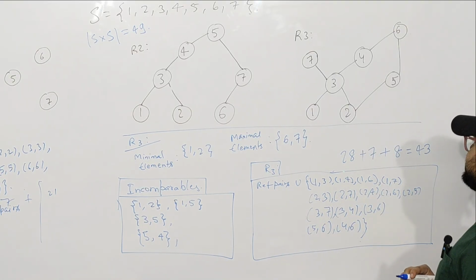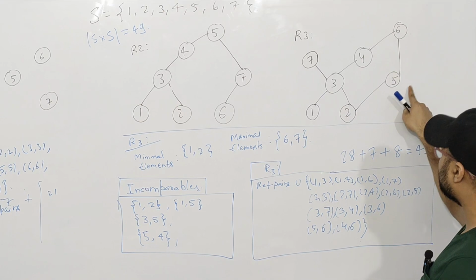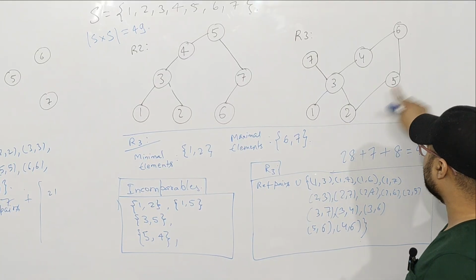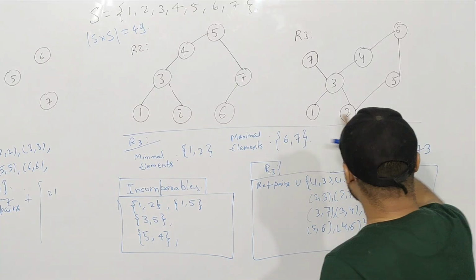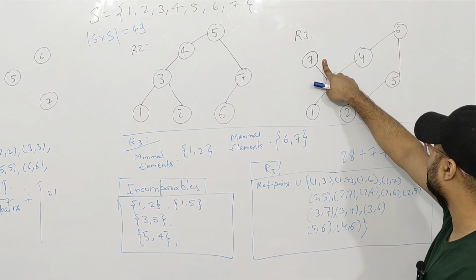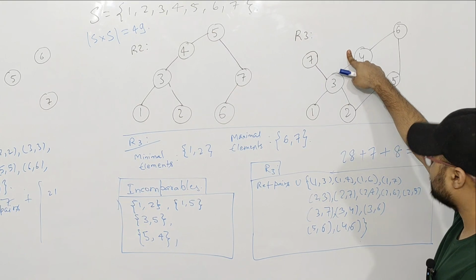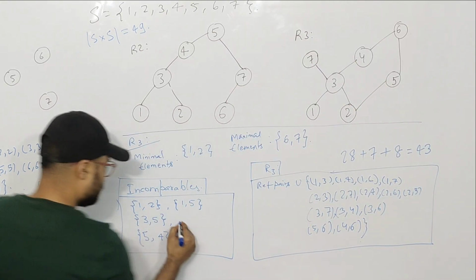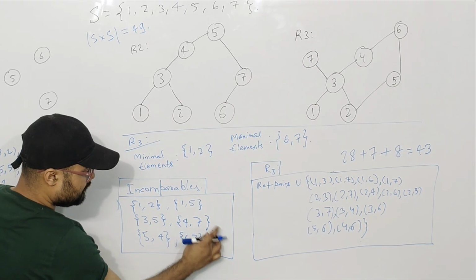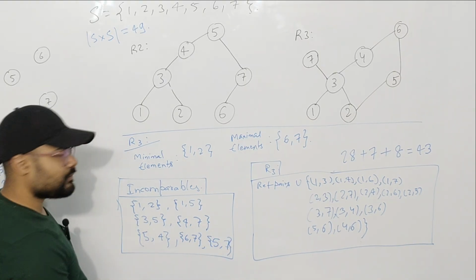Let's look into this. Let's look at incomparables first. From 1, 5 is also incomparable. You cannot go to 5, and from 5 you cannot come to 1. So 1 and 5 is here, 1 and 2 is here. What are the incomparables with respect to 2? 1. With respect to 3? 5. With respect to 7? 4 is incomparable with respect to 7, so 4 and 7. 6 is incomparable with respect to 7, so 6 and 7. And 5 is incomparable with respect to 7, so 5 and 7. I think now it's okay.